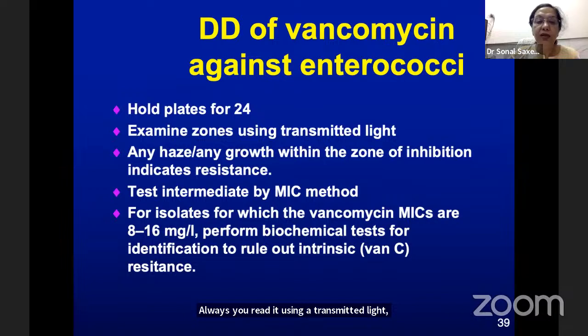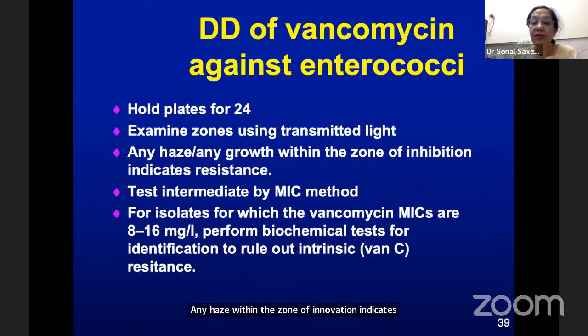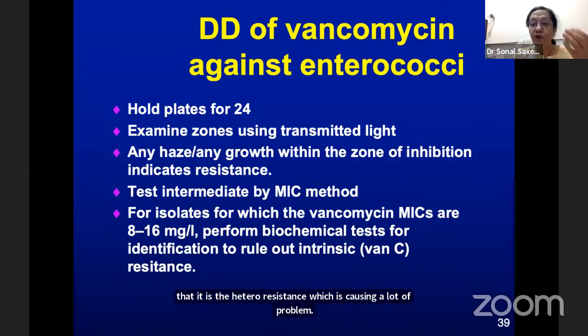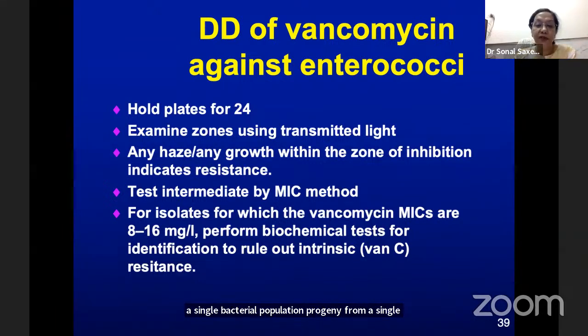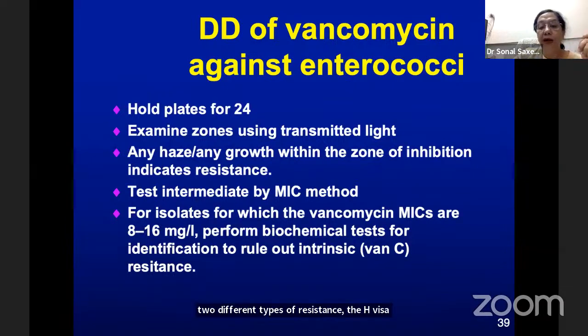Any haze within the zone of inhibition indicates resistance, as someone rightly wrote in the chat box, it is the heteroresistance which is causing a lot of problem. A single bacterial population, progeny from a single colony, will show you different types of resistance. The hVISA. Intermediate by MIC methods always, and for isolates for which vancomycin MICs are between 8 to 16, you perform biochemical tests and rule out any intrinsic VanC type of resistance.